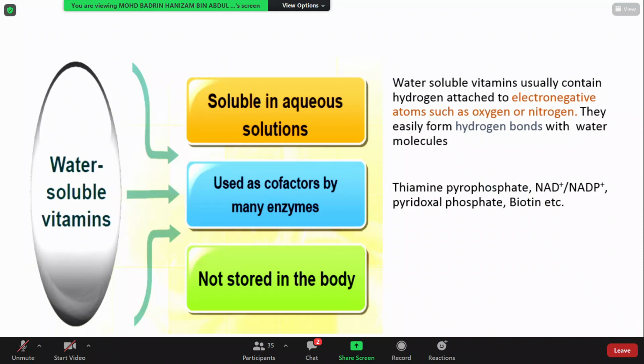Examples of cofactors of the water soluble vitamins that are used by many enzymes are thiamine pyrophosphate, NADP, NAD, pyridoxal phosphate, and so on. We're going to go through them one by one later on. And so, not stored in our body, I already explained. So regular supplies are necessary.